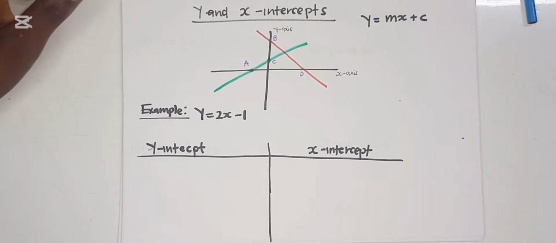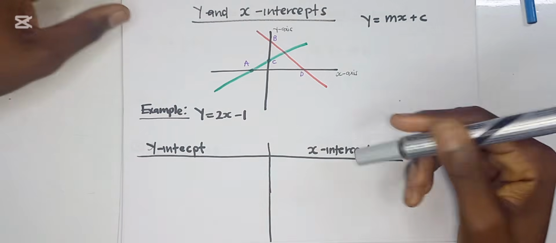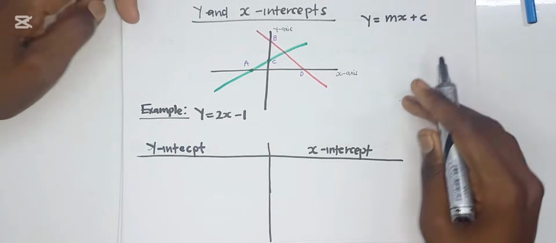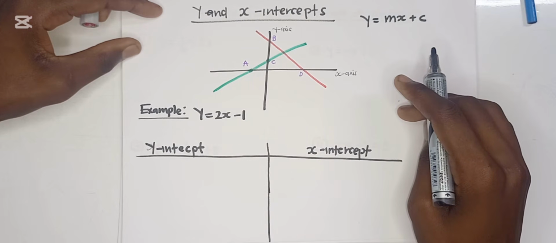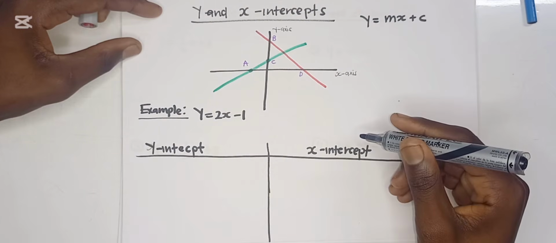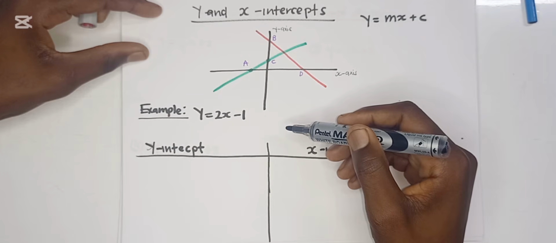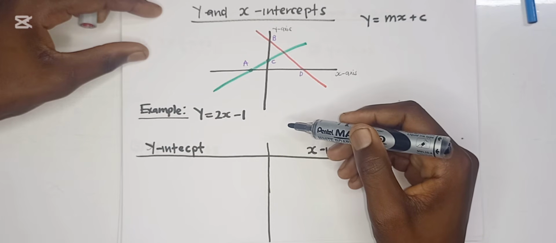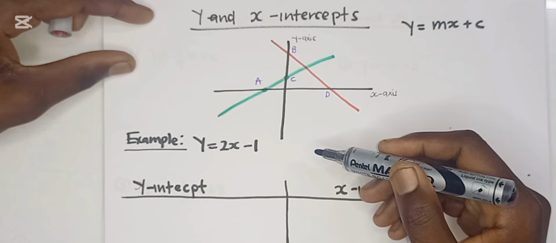Before we talk about how to find them, first we have to understand what an x-intercept and a y-intercept are. I'll start with the y-intercept. The y-intercept is the point that touches the y-axis on your graph. If we look at the green line here, its y-intercept is the point that touches the y-axis. Let that information sink in. The y-intercept is the point that touches the y-axis of the graph.